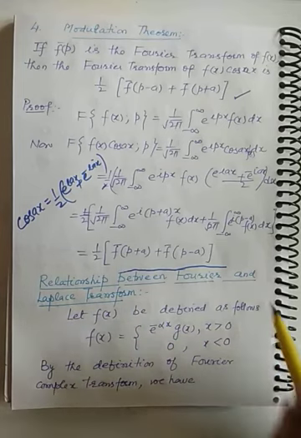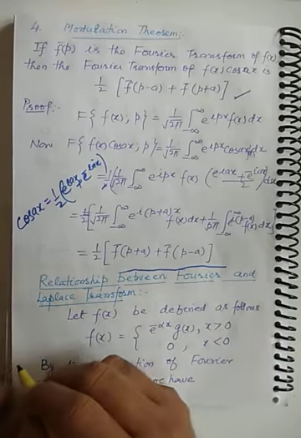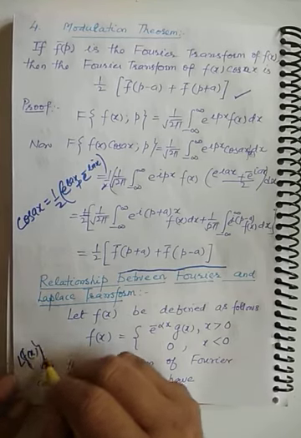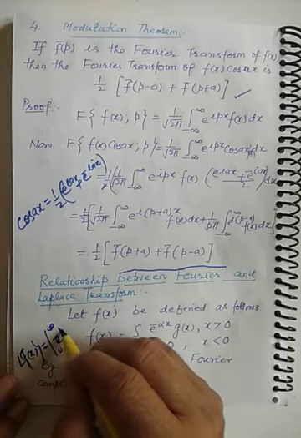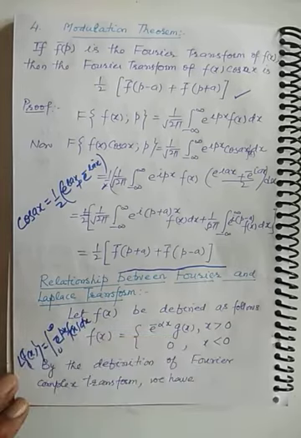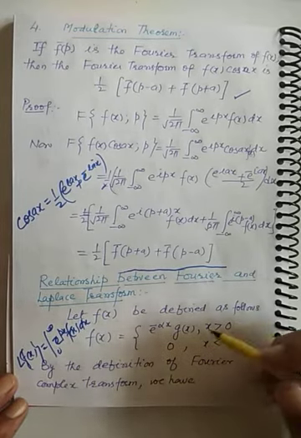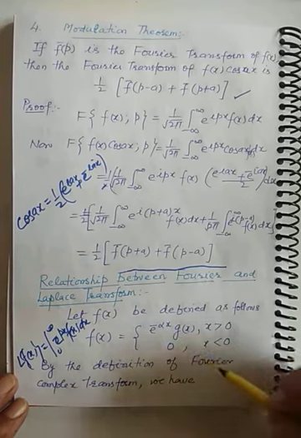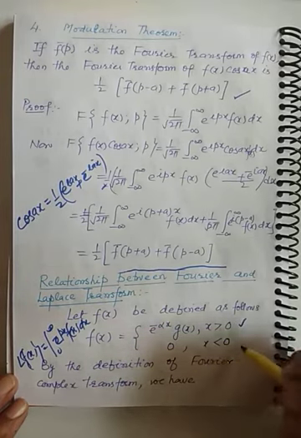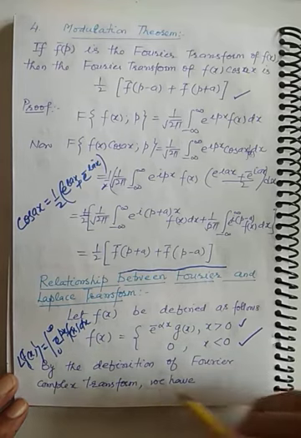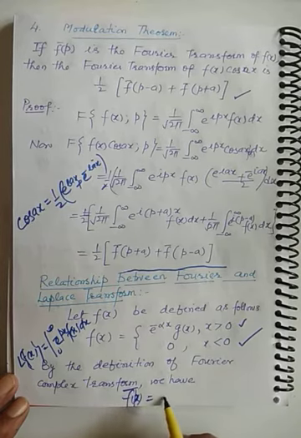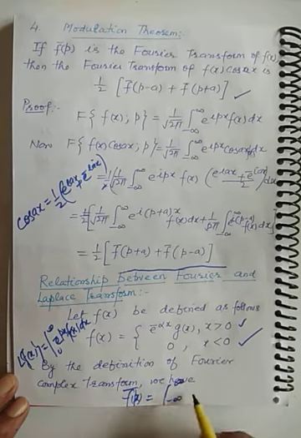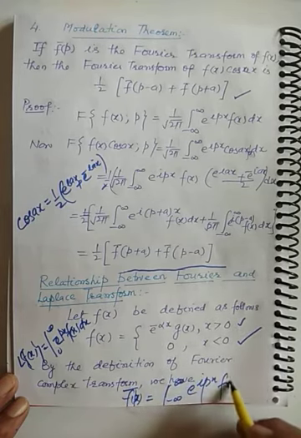Relationship between Fourier and Laplace transform. Laplace transform of f(x) is defined as integral 0 to infinity e raised to power minus px f(x) dx. If we define f(x) as e raised to power minus alpha x g(x) when x is greater than 0 and 0 when x is less than 0, then by the definition of the Fourier complex transform, f bar p will be equal to integral from minus infinity to infinity e raised to power iota px f(x) dx.